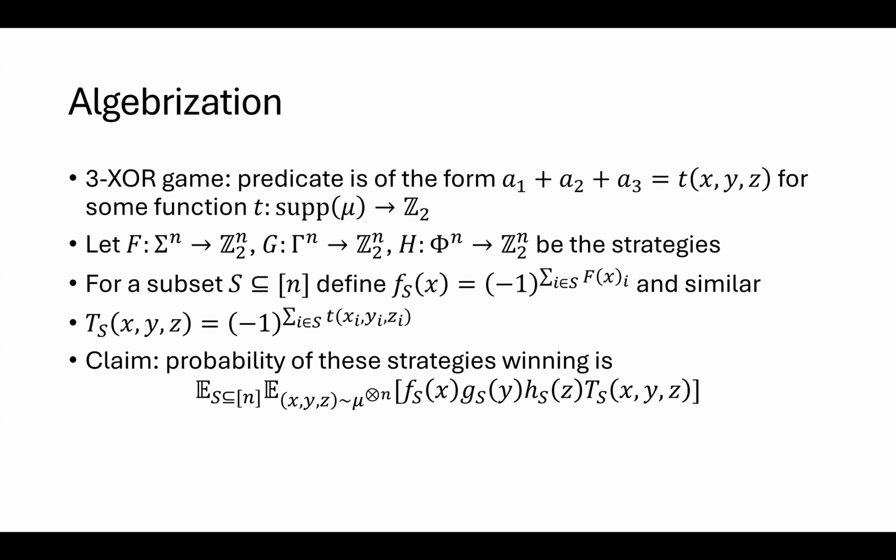The probability of the strategy (F, G, H) winning can be given by the expectation over all subsets S, and the expectation over (x, y, z) from mu to the n, of this following three-wise correlation: F(x), G(y), H(z), t(x,y,z). Each of them is an F_S, G_S, H_S, etc. I'm not going to write a proof in this talk, but it can be seen either through a Fourier analytic lens or as something like the Hadamard code, but it's a simple computation to see that this holds.